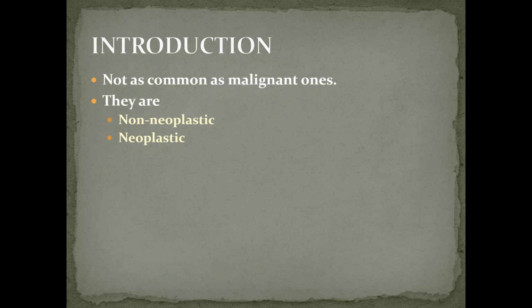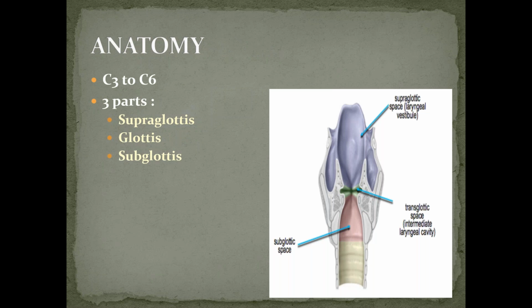The important thing is that benign lesions of the larynx are rare compared to malignancy. Almost 80 to 85% of the lesions of the larynx are malignant lesions, so the remaining 15% only will be benign lesions. They are broadly classified into non-neoplastic and neoplastic. Neoplastic are true benign lesions. Again, non-neoplastic lesions are solid and cystic.